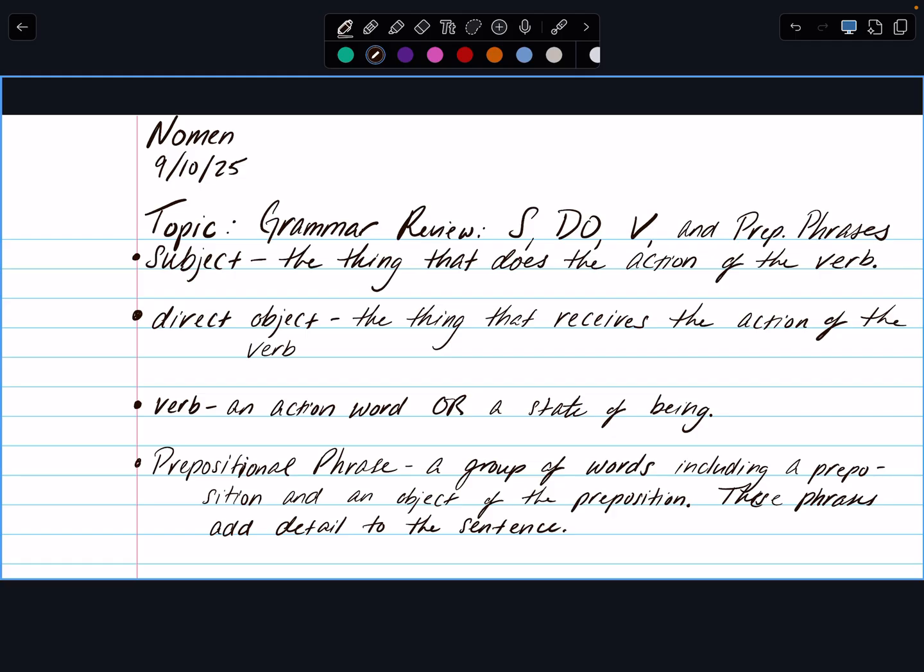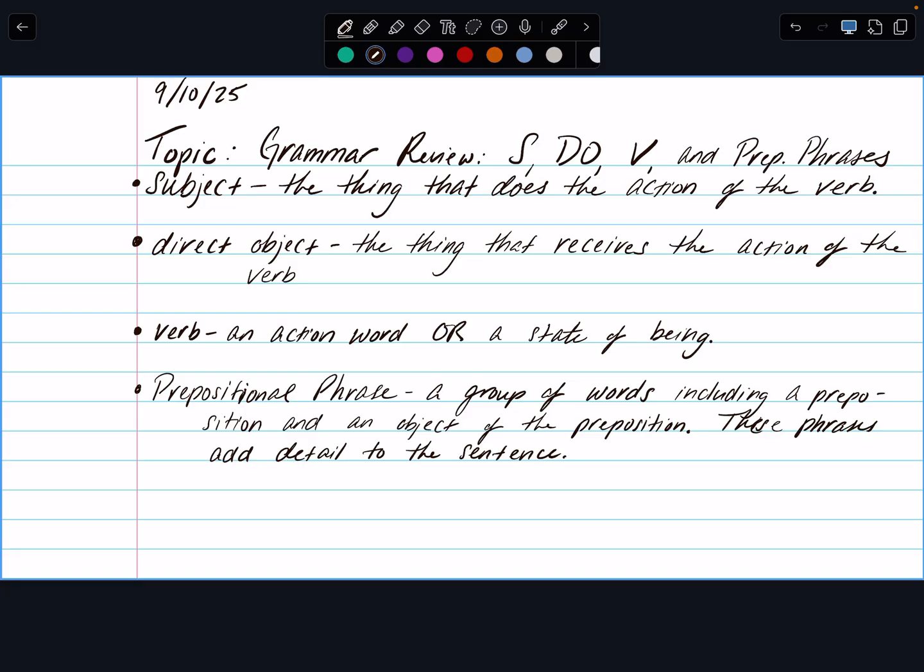Now, to help you out a little bit, I'm going to list a couple of prepositions so you get the idea of what they are. I'm going to write those in blue. So words like in, on, into, toward, around, through, from, by, with.